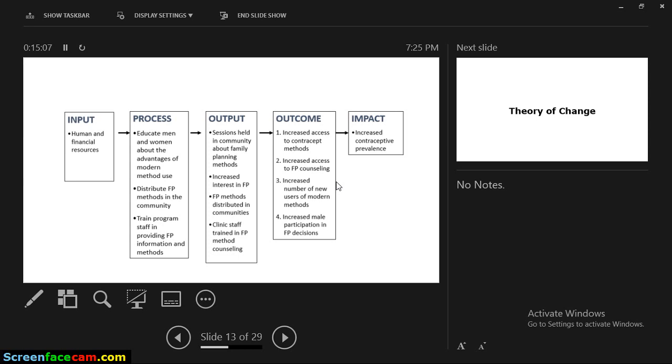So, increased interest in family planning. Let's look at this point. Is it true that this point can be an immediate result of the activities that we have here? Increased interest in family planning. Is it true that this can be an immediate result from those three listed activities? We agree. Okay, when people are quiet, I'll assume that everything is okay and move on, right? Okay.